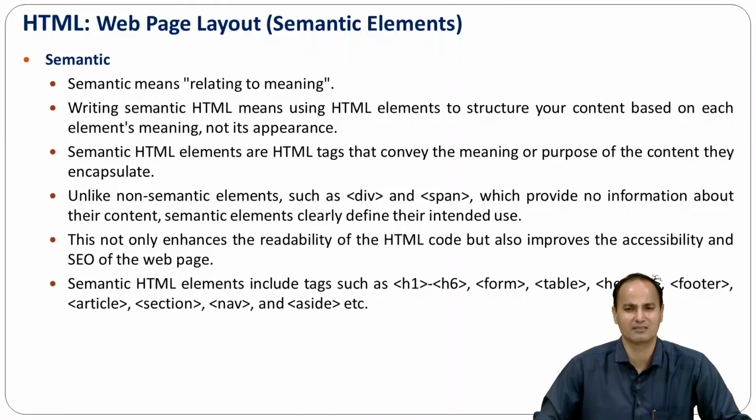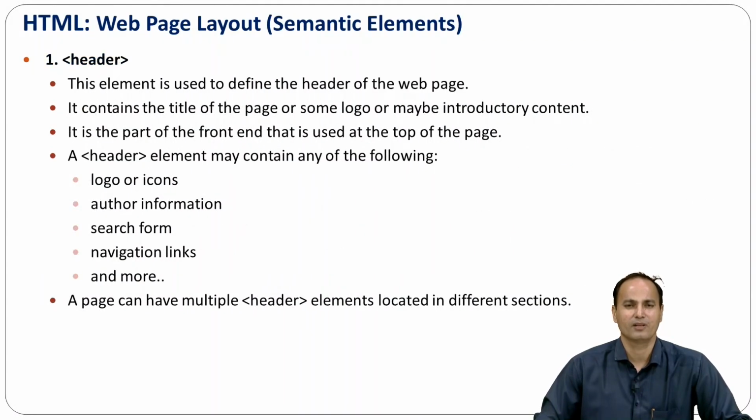Semantic HTML elements include tags such as H1 to H6, the various headings, then form, tables, lists, including the latest ones in HTML5 like header, footer, nav, aside, etc. Among them, let's first look at the header.